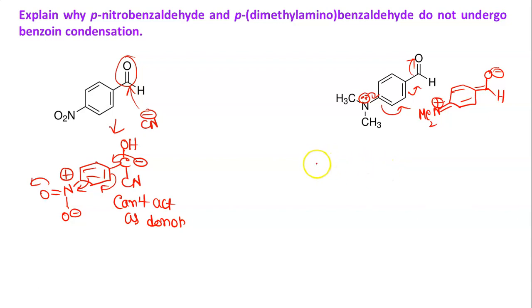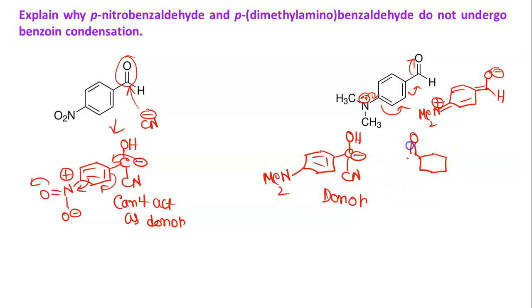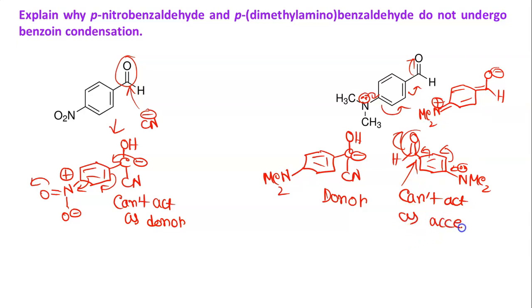And somehow, even if the carbanion is generated, it will be like this, C minus CN, para position NMe2. Suppose this donor is somehow generated, but the problem is now another molecule which will be acceptor cannot act as a very good acceptor. Why? Because here the double bond character of carbonyl carbon will be decreased because of this donating effect of NMe2. Okay, so double bond character is reduced, electropositive character of this carbon is reduced, so it cannot act as acceptor. Okay, so this is the problem with the second molecule. The first molecule cannot act as donor, second molecule cannot act as acceptor.